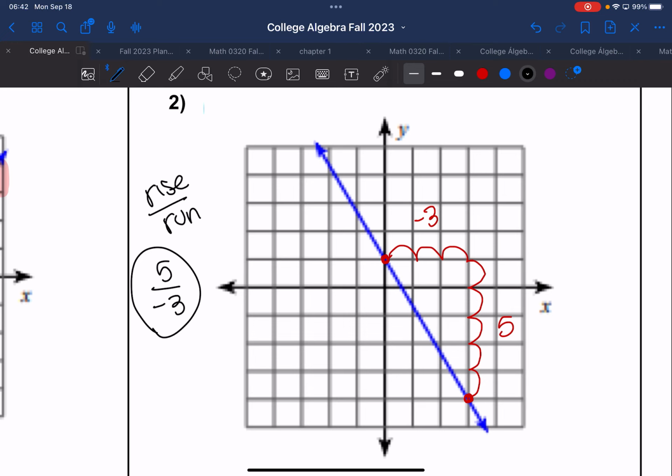You don't always have to rise up. I could have started with this top point, and then I could have gone down. So looking at it from a different direction, I could have gone down 1, 2, 3, 4, 5, which is a negative 5. And then to the right, 3. 1, 2, 3, which is a positive 3. But when I write my rise over run, I'm still going to get a negative 5/3, like I did in my original answer. Okay, so no matter which direction you choose, you're going to get the same answer.